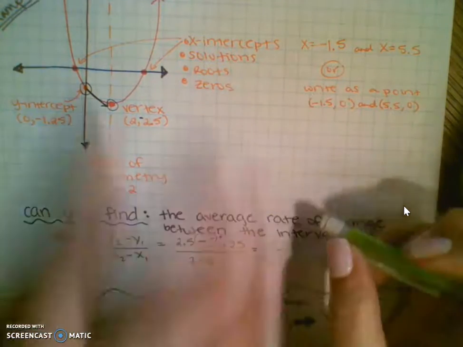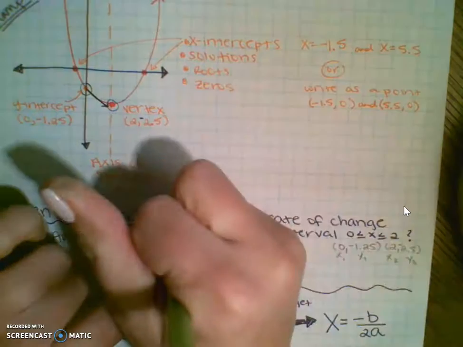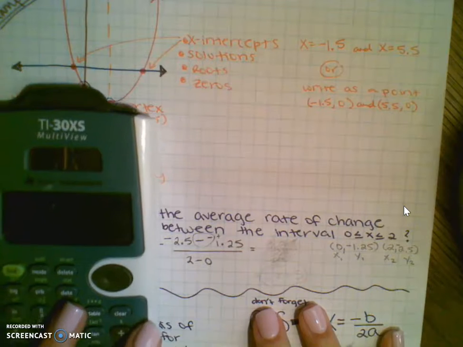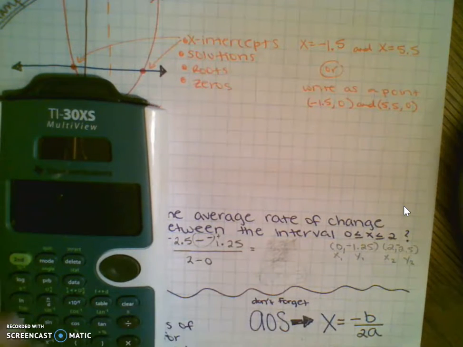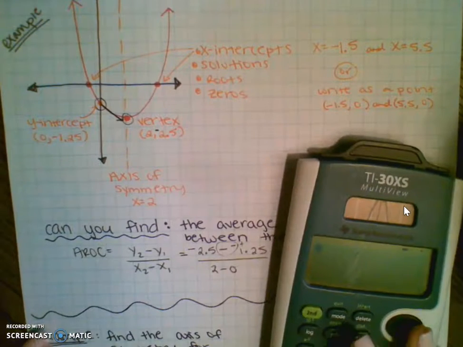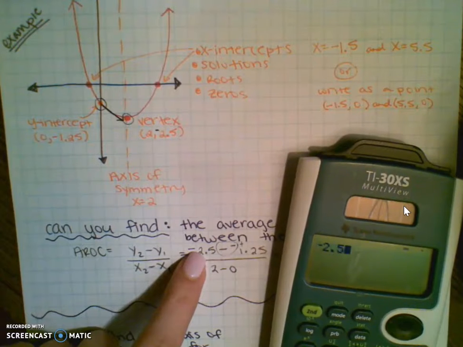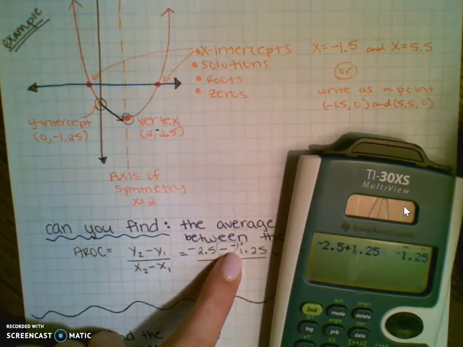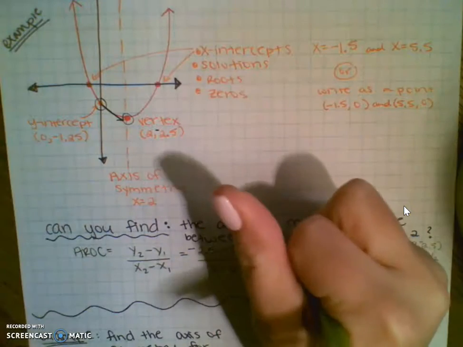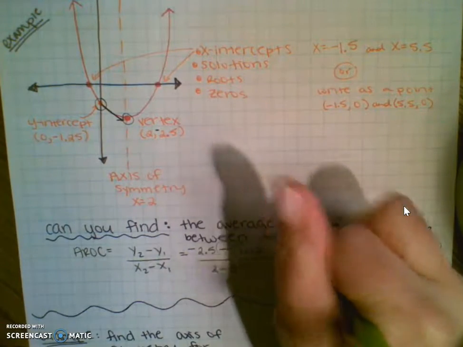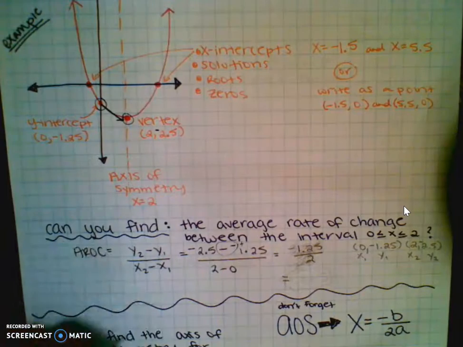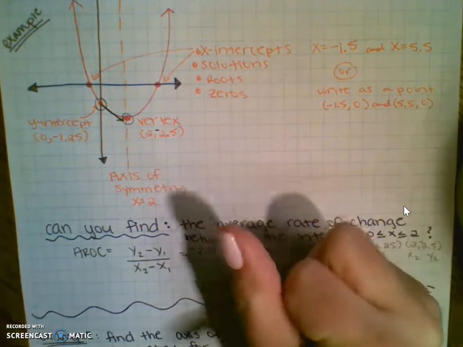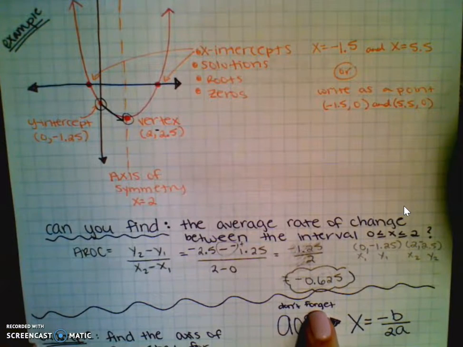That didn't erase that at all. That's okay. So this should be a negative. So this is actually, use my calculator. I can't see that. There we go. This should be negative 2.5 plus 1.25. This should be negative 1.25 divided by 2, which is actually negative 0.625. So that's my new final answer.